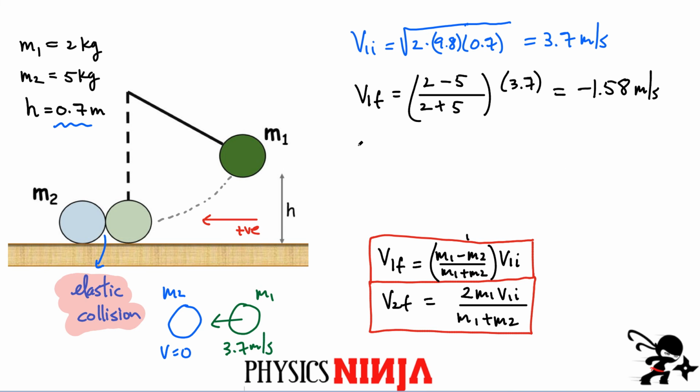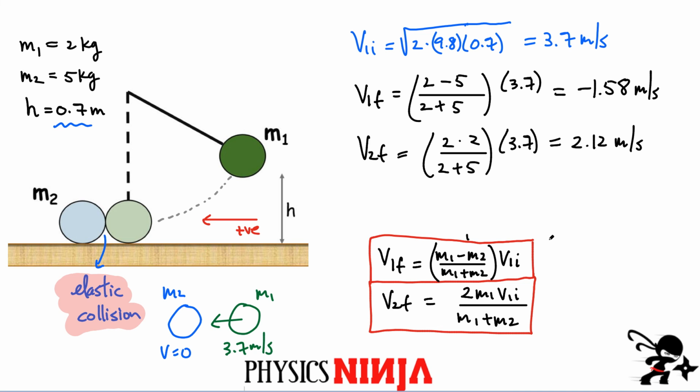For v2 final, again, I'm substituting things over here. What I get is 2 multiplied by m1, which is also 2, divided by the sum of both, 2 plus 5, and again it gets multiplied by 3.7. And guess what we get here? Put that in the calculator, I think I get positive 2.12 meters per second.